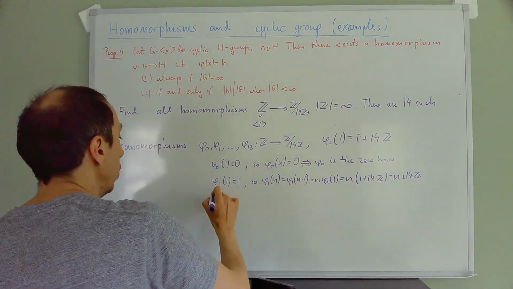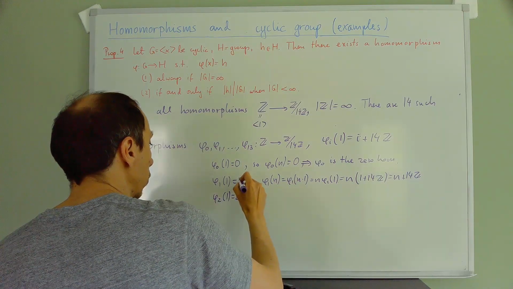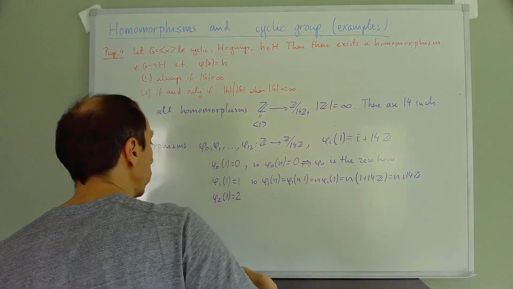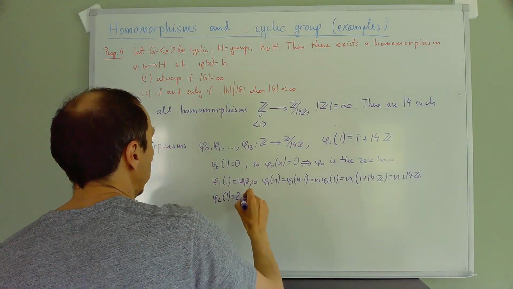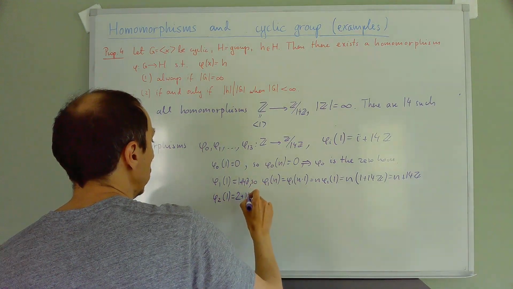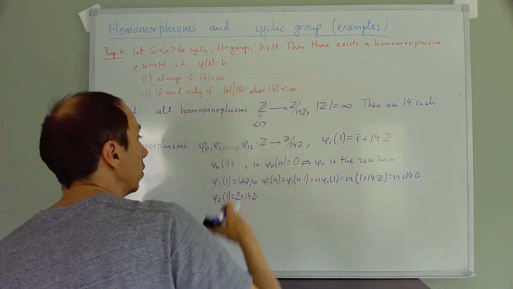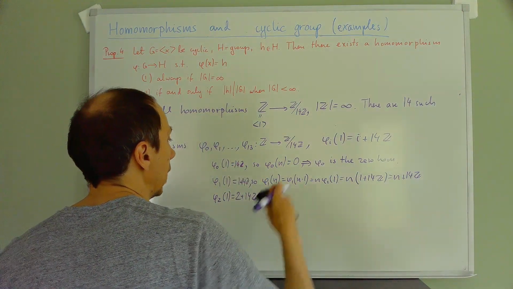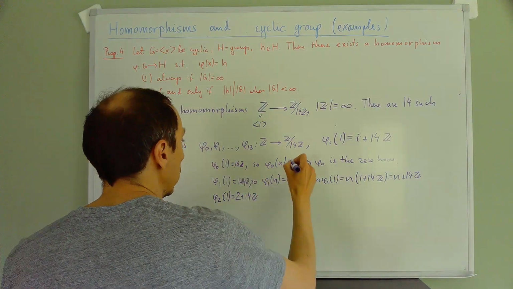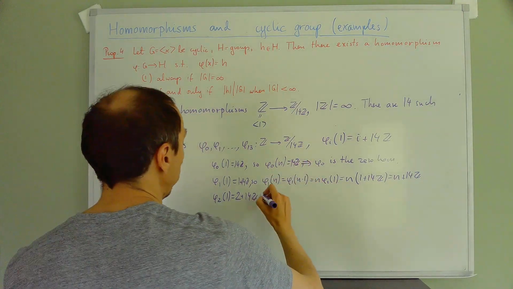What about phi 2? Phi 2 of 1 is 2. Sorry, it's not here, it wasn't really 1. It was 1 plus 14Z. Phi 2 of 1 is 2 plus 14Z. And here, this 0, again, it's 0 in the ring Z mod 14Z. So I should write really 14Z here, and this also 14Z. Okay, phi 2 of 1 is 2 plus 14Z.